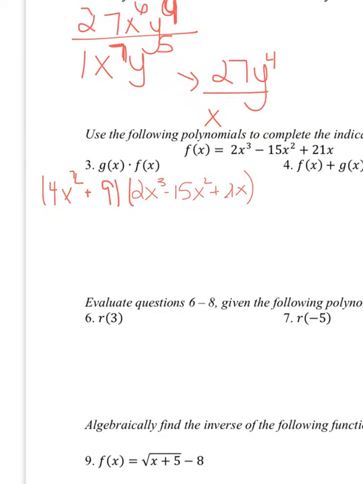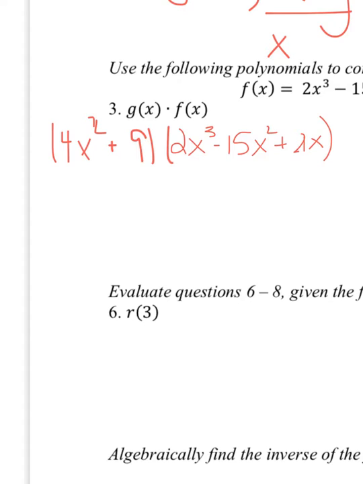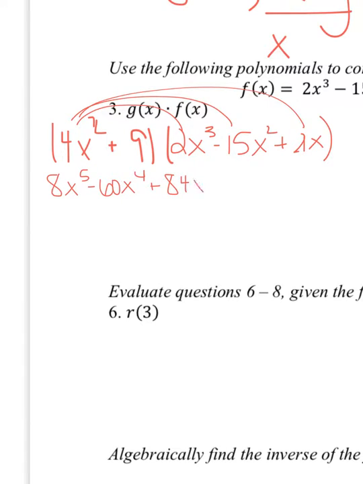So for number 3, you are going to just start distributing. 4x squared times 2x to the third is 8x to the 5th. And then we have minus 60x to the 4th plus 84x to the 3rd. Remember, whenever you're multiplying terms, you're going to add the exponents.